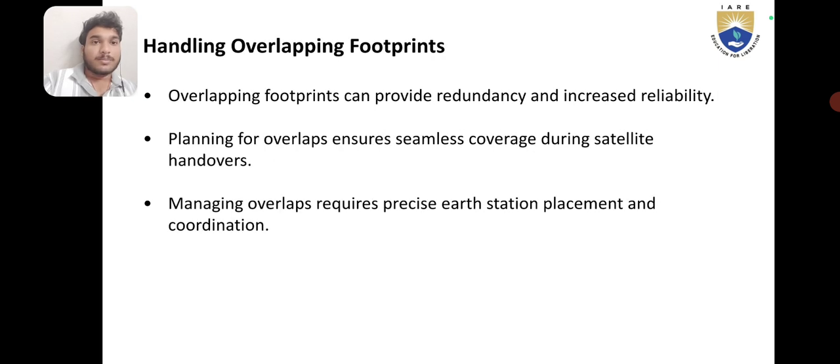Handling overlapping footprints. Overlapping footprints can provide redundancy and increased reliability. Planning for overlaps ensures seamless coverage during satellite handovers. Managing overlaps requires precise earth station placement and coordination.